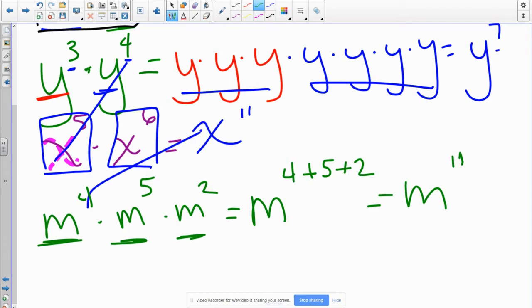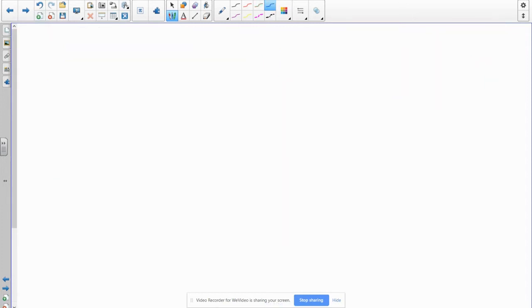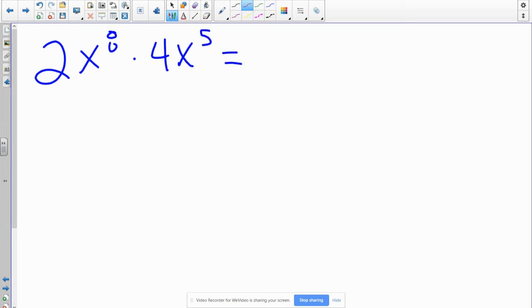Next type. Okay, let's make it have a coefficient. So let's say we have 2x to the 8th times 4x to the 5th. Now this is something different, so pay attention. Notice we now have what we call coefficients, and coefficients are just the value in front of a variable with an exponent. It's being multiplied times that variable.